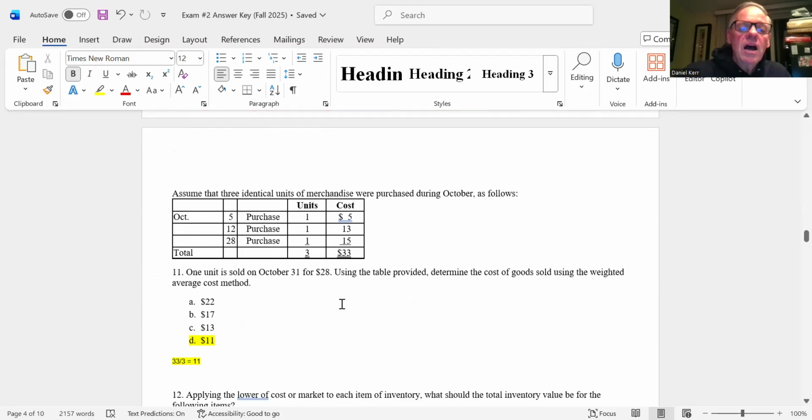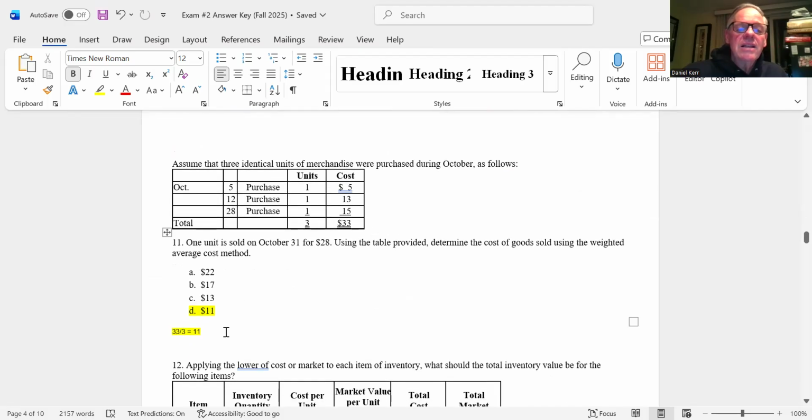Number 11, the unit cost of goods sold is $28. Using the table provided, determine the cost of goods sold. Well, assuming that they use the weighted average method here, you take the total of all the unit costs, which is $33, and divide by the number of units, which is 3. So the weighted average cost of goods sold would be $11. And so the answer there is 11, and that answer is D.